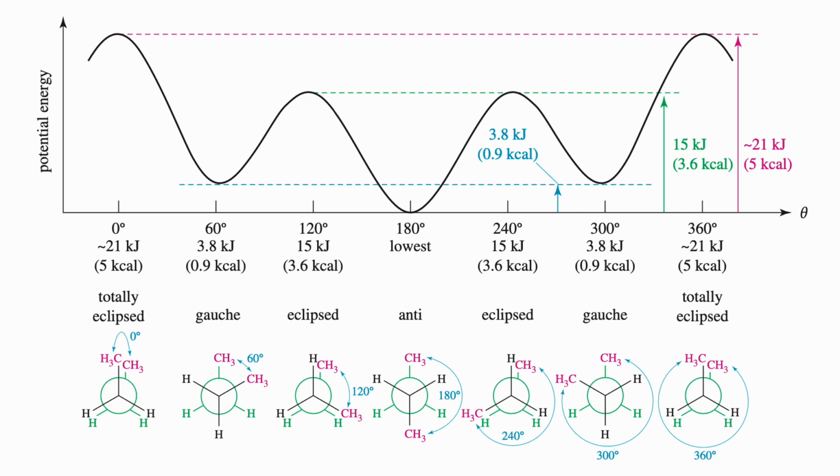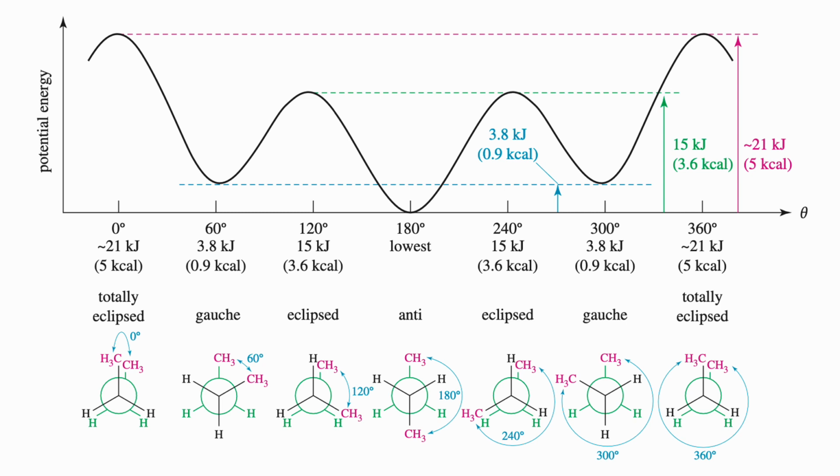That first eclipsed conformation, that syn conformation there, with the 0-degree dihedral angle between methyl groups, is a very tall peak. And the eclipsed conformation we're looking at now, where there is an eclipsed interaction between methyl and proton, is not quite as unstable. The energy is not quite as high as that first conformation.